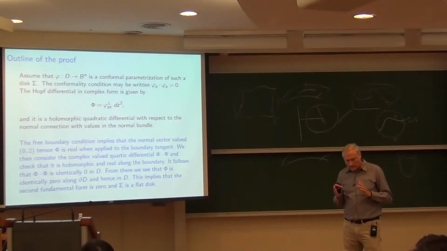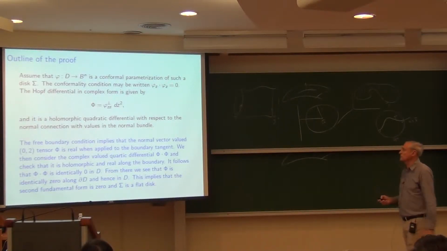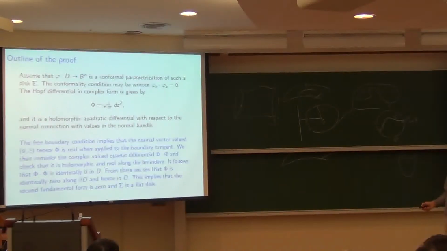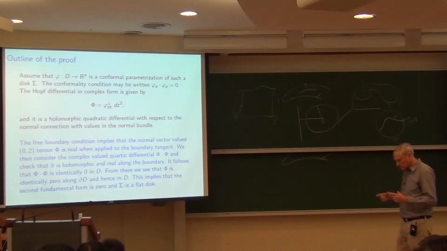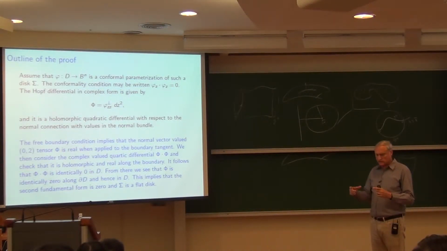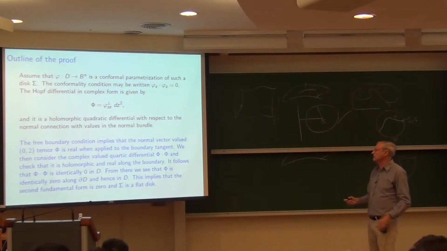That, we get a fourth degree tensor, a quartic differential, and that's again holomorphic. Because this one's holomorphic, it's not hard to see the quartic one is also holomorphic, and it's also real along the boundary. In fact, along the boundary, it's a non-negative real function, because it's just the real part of phi dotted with its conjugate. It's the square length of phi.